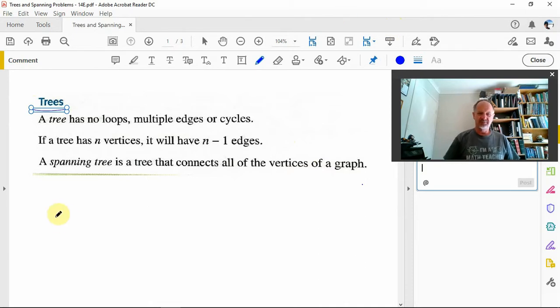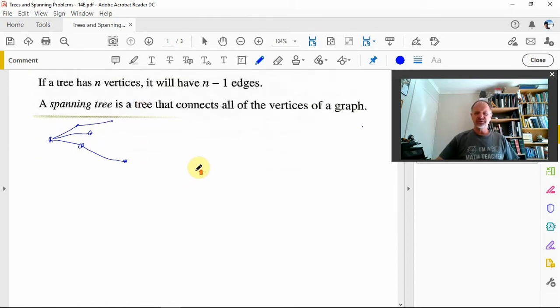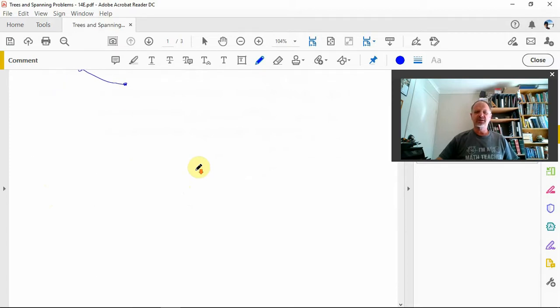All right, so a tree might look like that, for example. That could be a tree. That's just one example. Now we can turn graphs into trees by removing some edges.